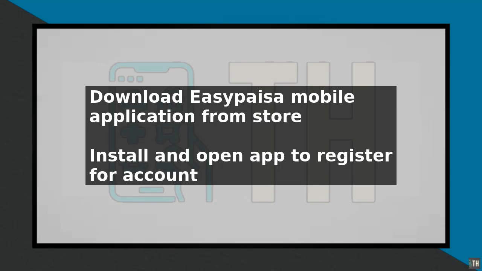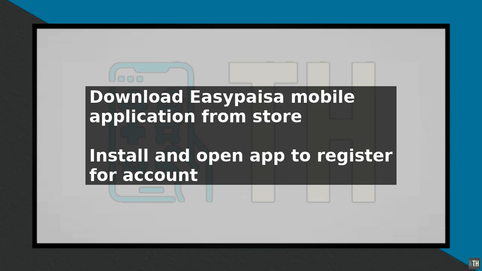To create an Easypaisa account, start by downloading the Easypaisa mobile application from the Google Play Store or Apple App Store. Once the app is installed, open it and click on the Register Now option. You will be required to enter your mobile number. So enter the number you want to use for your Easypaisa account and click Next.